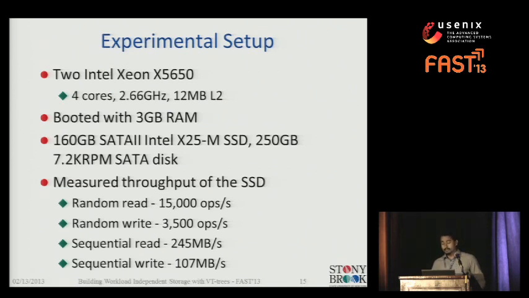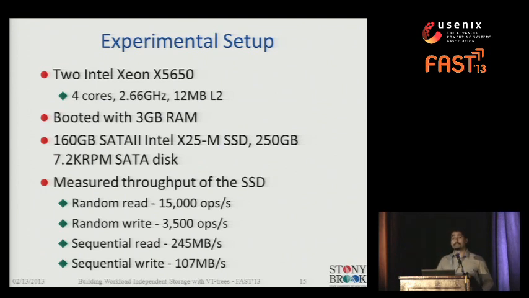So let's jump into evaluation. We did an extensive evaluation of our system. We used 2 machines with 4 cores and 12 MB L2 cache. We booted the machine with 3 GB RAM. The machine actually has 64 GB of RAM. We booted with 3 GB so that we can show out of cache performance.